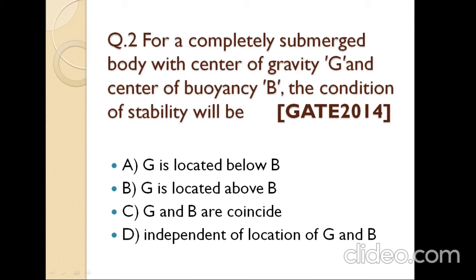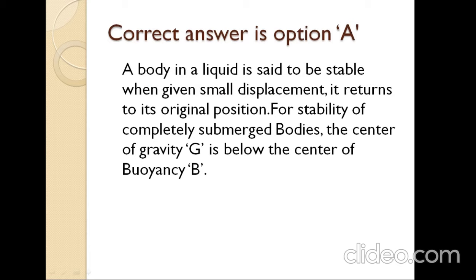So correct option is A. Here a body in a liquid is said to be stable when, after a small displacement, it returns to its original position. For stability of a completely submerged body, the center of gravity G is below the center of buoyancy B.